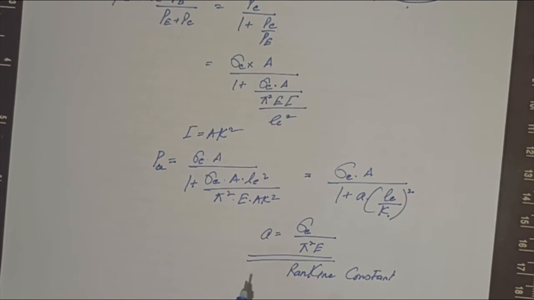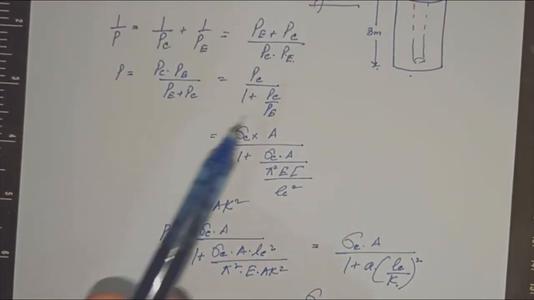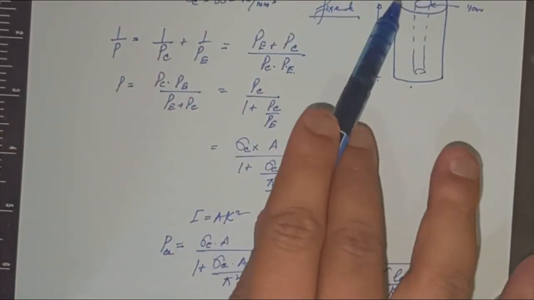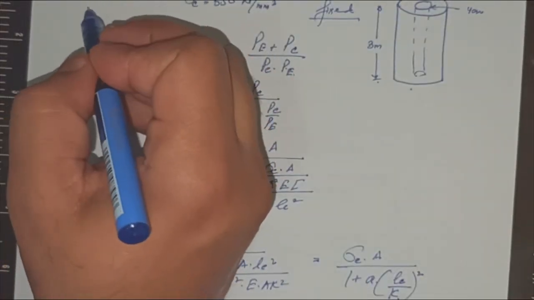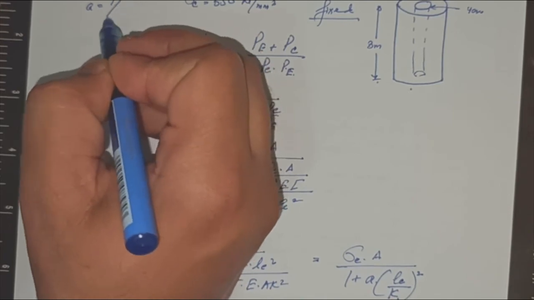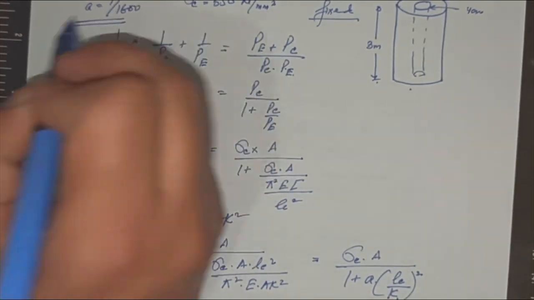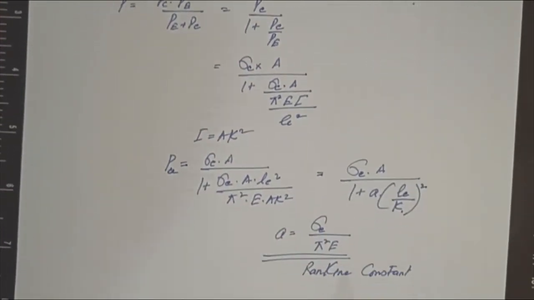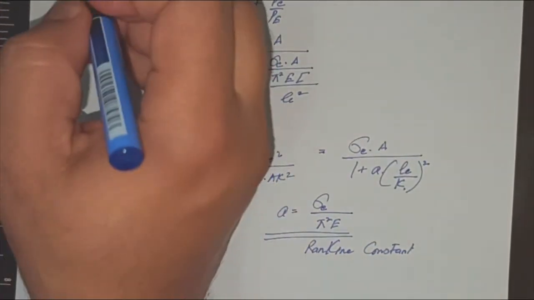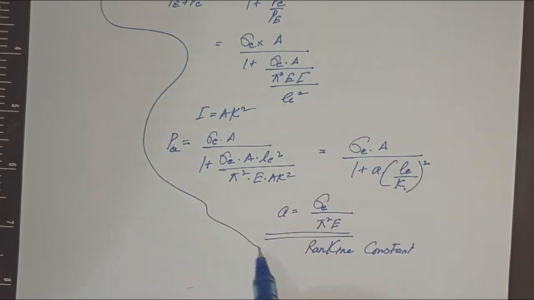So most of the time, in case of a Rankine expression, we use this type of expression to obtain the critical load. So in this problem also we'll be using the same one. If both sides of the cylinder are fixed, we have been given A as equal to 1 upon 1600. This ratio is given to us, A as a 1 by 1600 ratio.